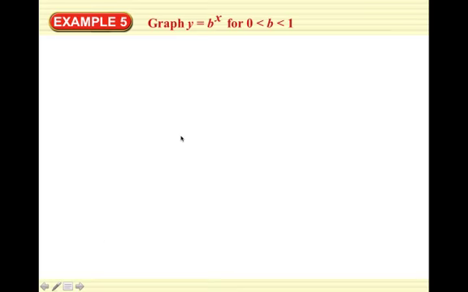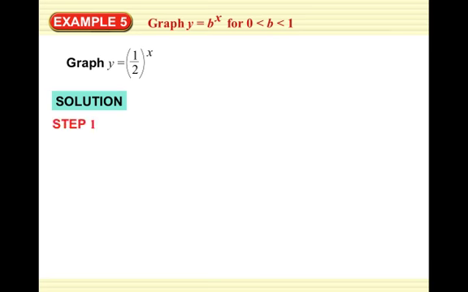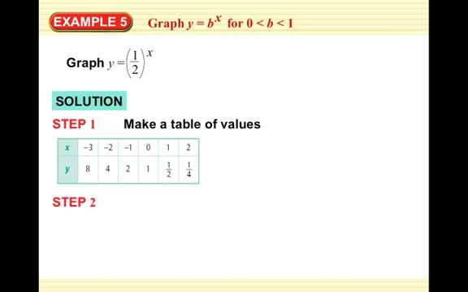We're going to graph y equals b to the x for 0 less than b less than 1, and so we're going to look at y equals 1/2 to the x power. Let's make a little table of values because this is our first decay function to really look at in particular. So let's plug in x equals -3, -2, -1, 0, 1, and 2, and see what y values we get.